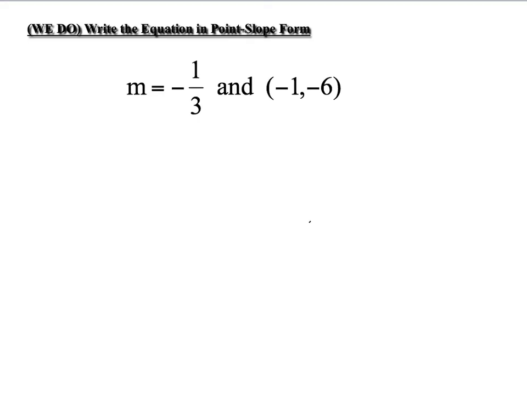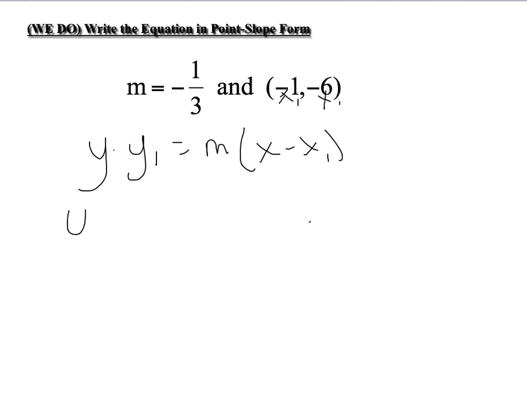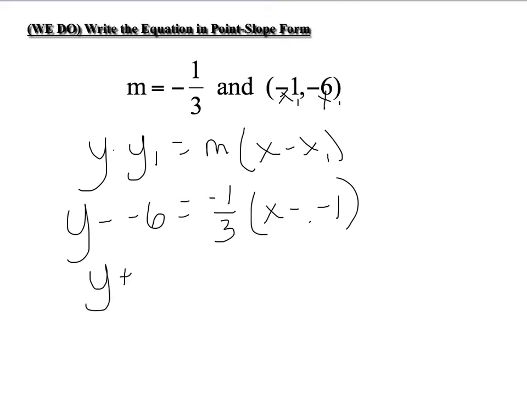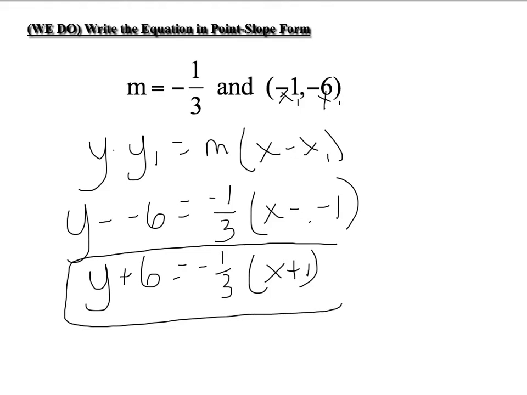Here I want to write this equation in point slope form. My point slope form is y minus y1 is equal to m times x minus x1. Here is my x1 and here is y1. So y minus negative 6 is equal to negative 1/3 times x minus, my x1 is negative 1. Whenever I have minus minus, it becomes y plus 6 is equal to negative 1/3 times x plus 1. So I now have my equation in point slope form.